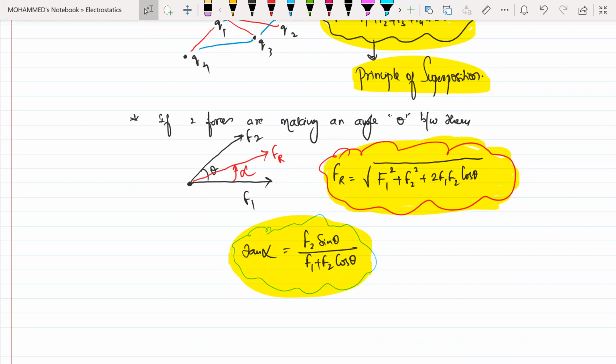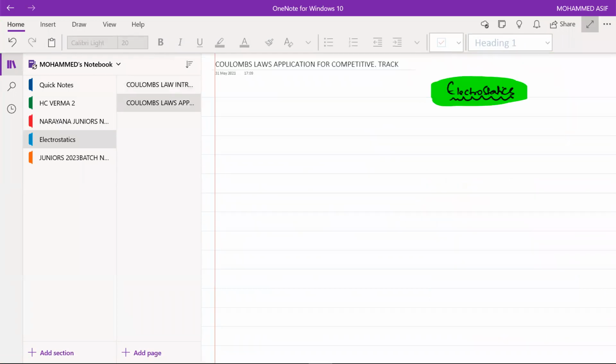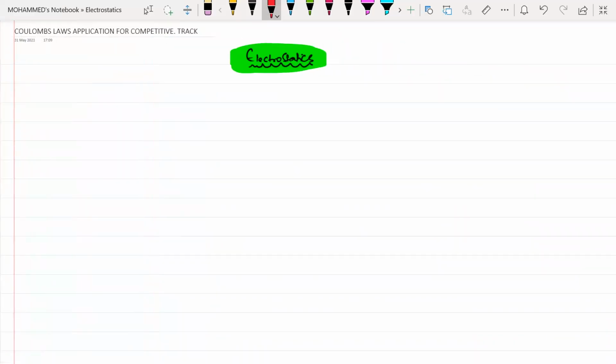Fr is equal to under root of F1 square plus F2 square plus 2 F1 F2 into cos theta. Theta is the angle between the two forces F1 and F2. If I need to calculate the direction, that is alpha, tan alpha is equal to F2 sin theta divided by F1 plus F2 into cos theta. Isn't it? Now let us go for today's topic, that is applications of Coulomb's law.